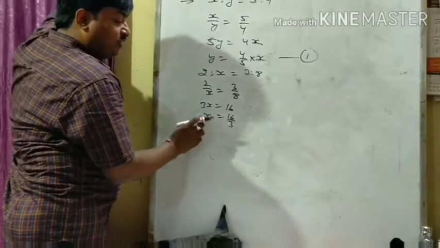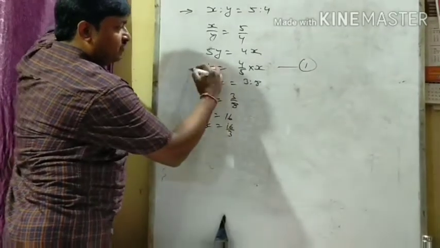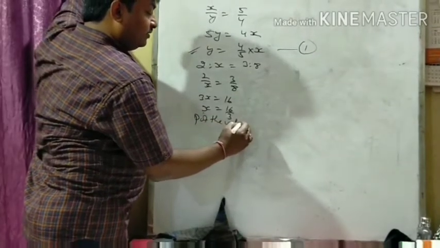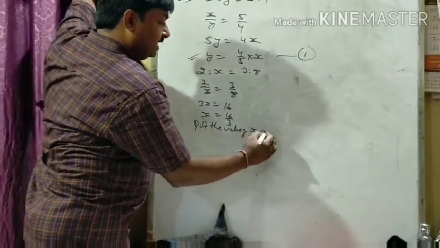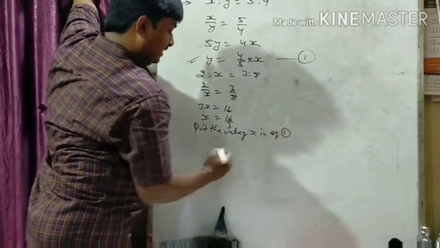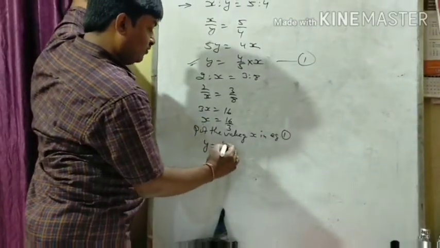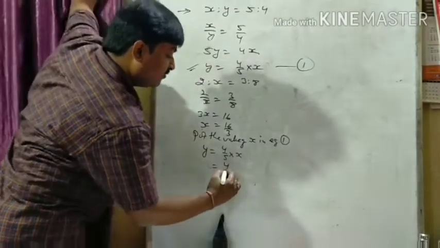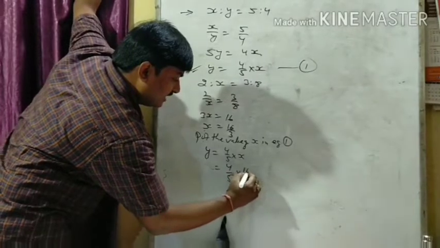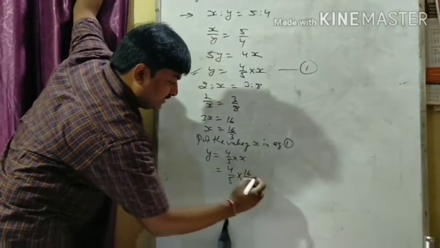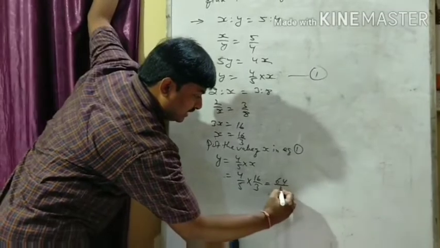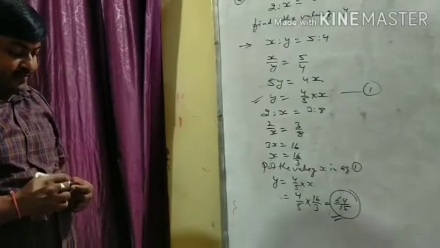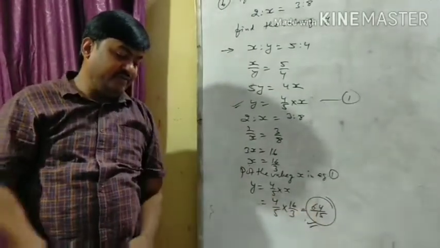Now put the value of x, that is 16 by 3, in equation 1. So equation 1 is y equals 4 by 5 into x, that is 4 by 5 into 16 by 3, that is 4 16s are 64, 5 3s are 15. Student, this is the value of y, 64 by 15.